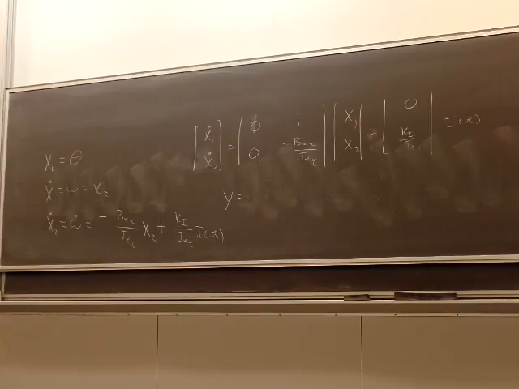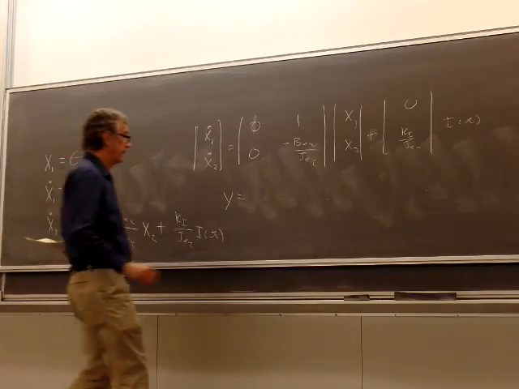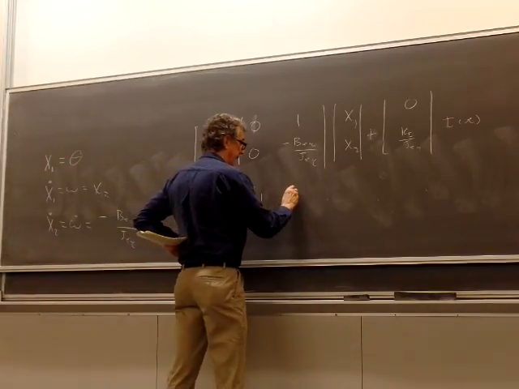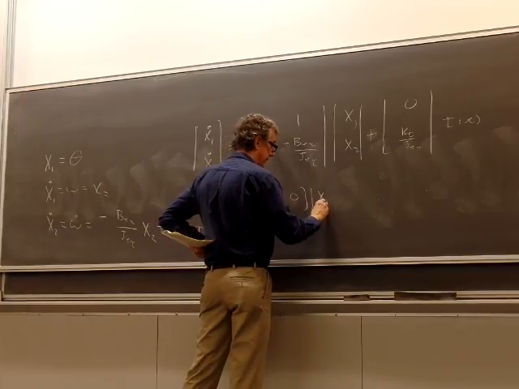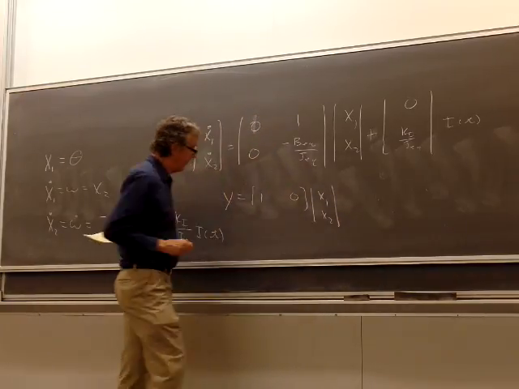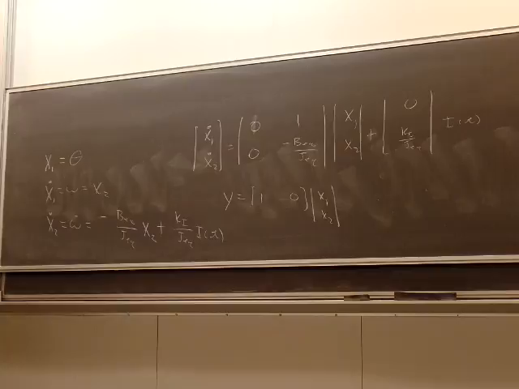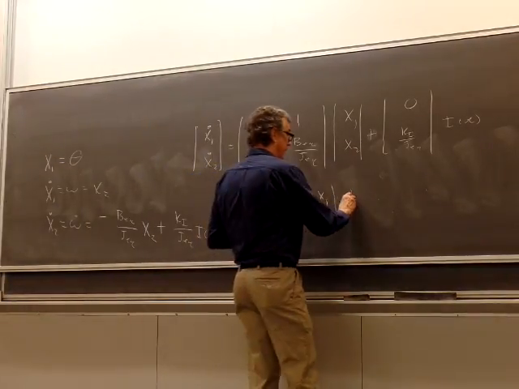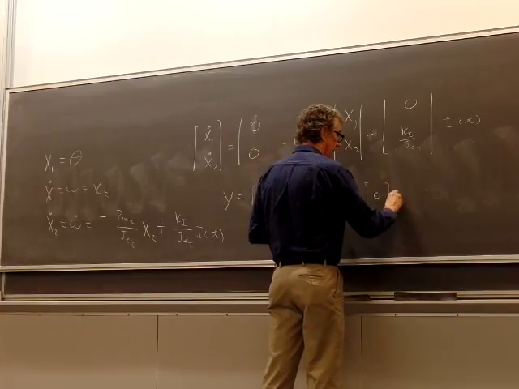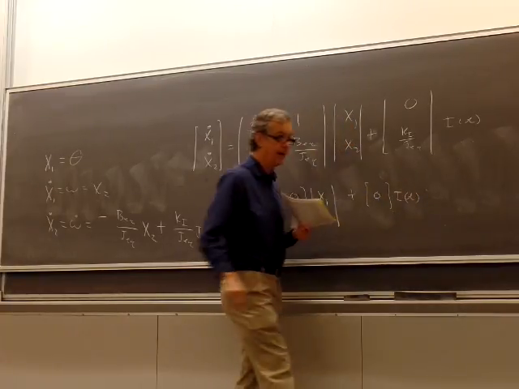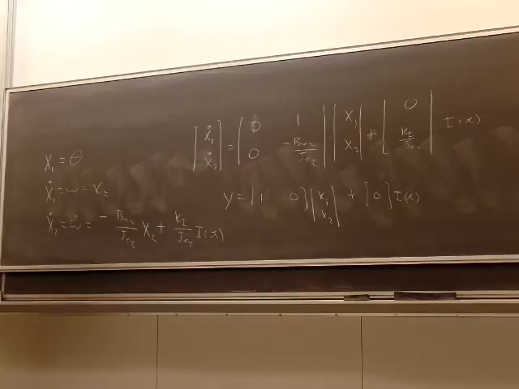I could say it's theta and omega. We have two outputs, perfectly fine. Let's take just one output for the moment. I'll say my main output is theta, plus 0. Now, everybody see how we got the state equations?